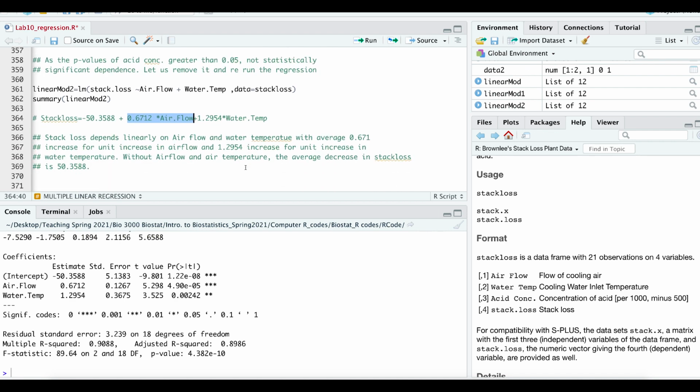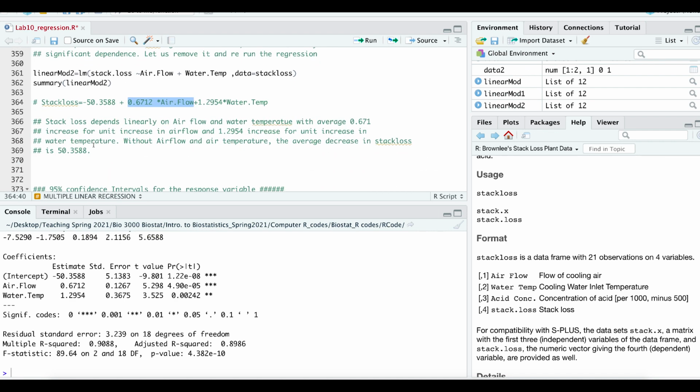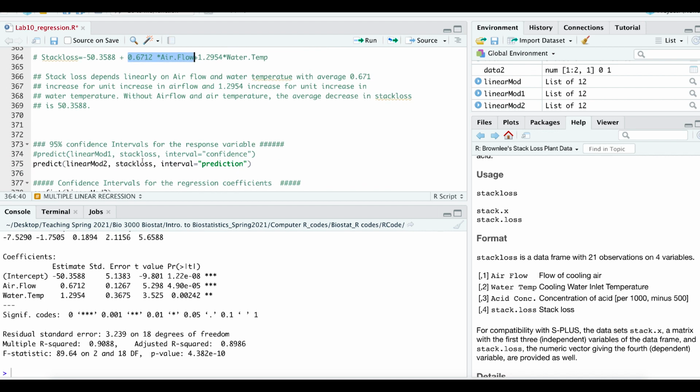Let us describe what we got here. Stack loss depends linearly on airflow and water temperature, with an average 0.671 increase per unit increase in airflow and 1.2954 increase per unit increase in the water temperature. Without airflow and water temperature, the average decrease in stack loss is 50.3588. That's what we got.